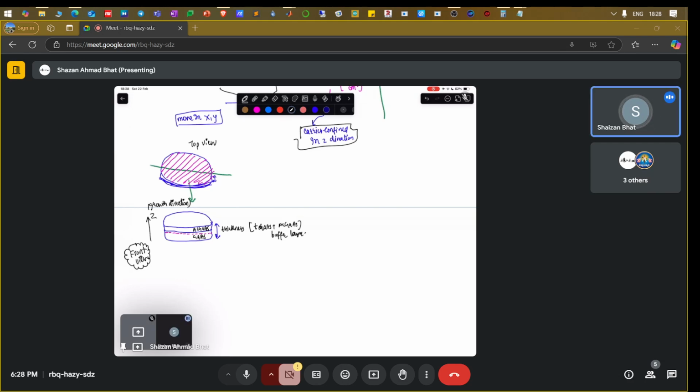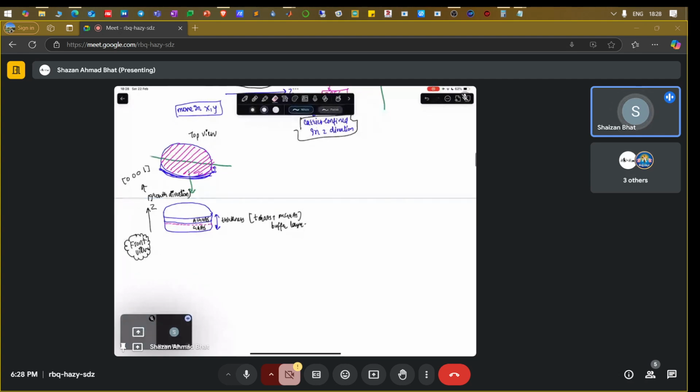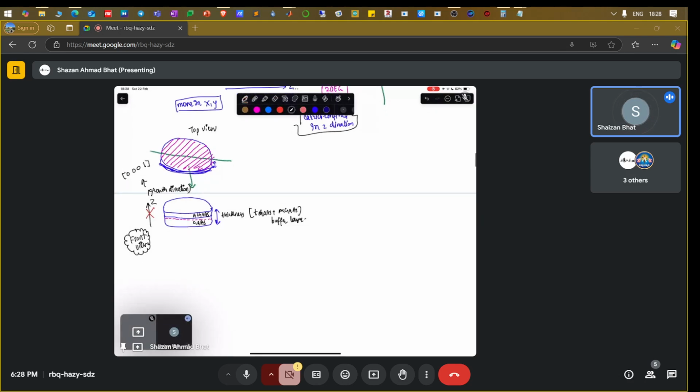This is the growth direction which I'm talking about. It has its own coordinates. It can be 0, 0, 0, 1, which are the Miller indices, depending on how you have grown the particular crystal, or it can be any other crystal coordinates. Now a carrier cannot move in the z direction because of the 2D confinement. The electron is not able to move in this direction. This is not an allowed direction for the electron to move because of the confinement.